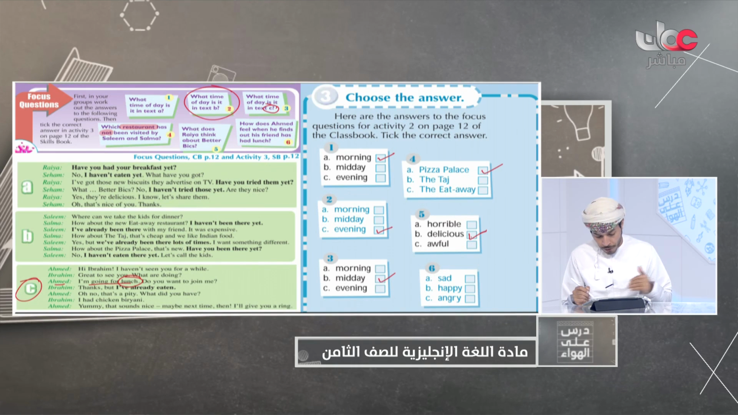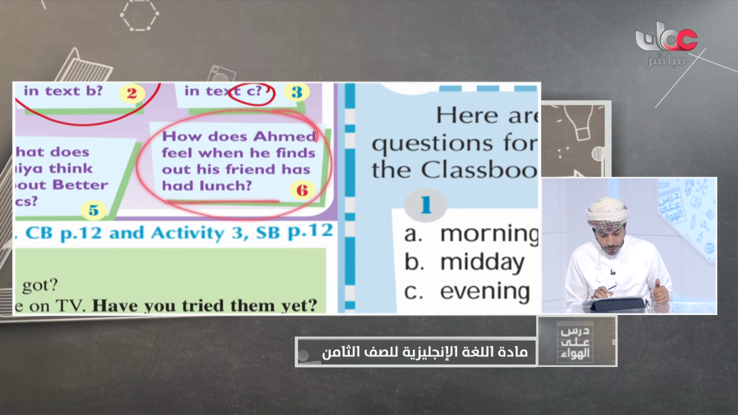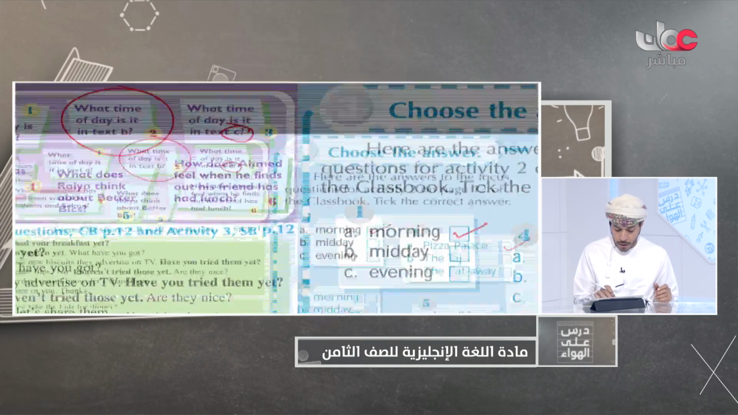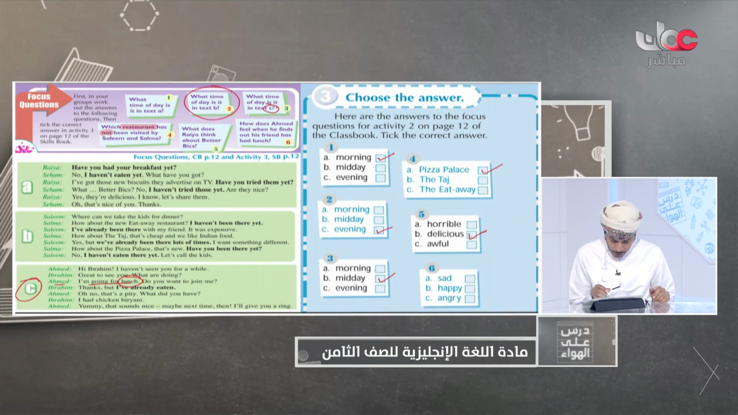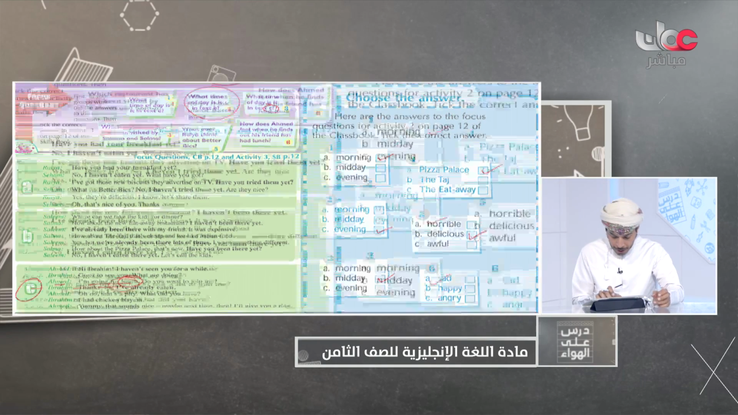And then for the last part, or for the last question, how does Ahmed feel when he finds out his friends has had lunch? And what do you think here in question number 6? Okay, we have here Ahmed, so we will go to conversation C, which is between Ahmed and Ibrahim, and we will find out when he finds out his friend has had lunch.